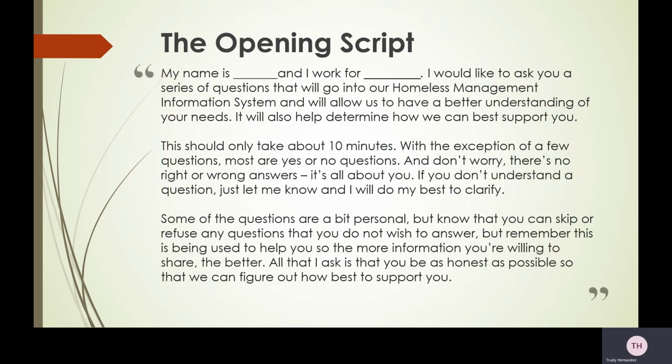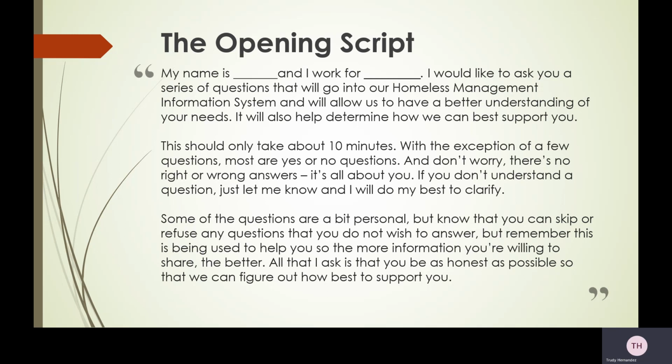So the opening script, this is something that you don't have to memorize verbatim, but it is important that you kind of get an idea of what you're going to say every time that you introduce the VI-SPDAT to a client. We know that when it comes to accuracy and fairness throughout communities, the opening script is a big way of making sure that it's accurate across the community. If I introduce it one way and someone else introduces it another way, we may not get the same types of responses from clients.